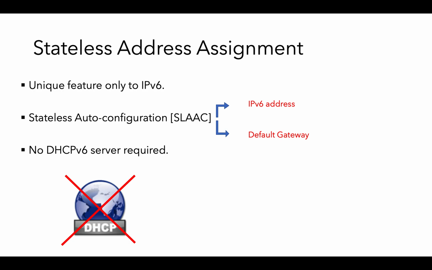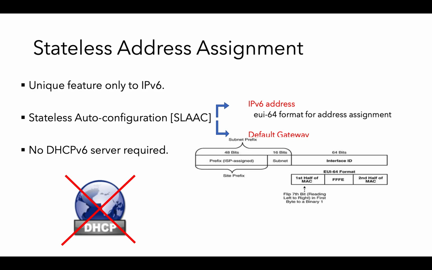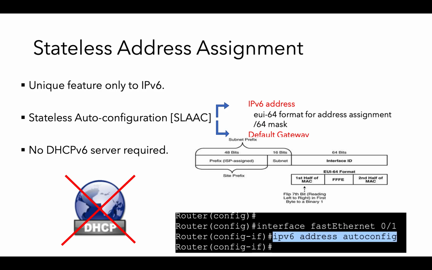Moreover, it is important to note that SLAAC most commonly uses the EUI-64 format for address assignment. This means that the IPv6 address will be built from a combination of a layer 3 subnet prefix and the MAC address of the client. The requirement for SLAAC is that the LAN segment must use a /64 mask. The command to configure SLAAC is under the interface. You have to configure ipv6 address autoconfig.